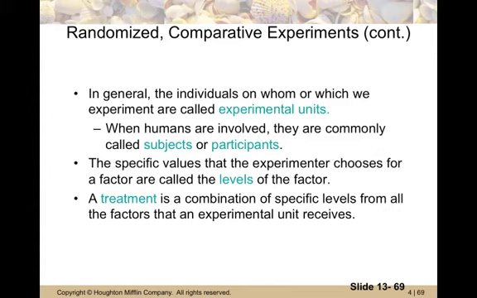In general, the individuals on whom or which we experiment are called experimental units. When there are humans involved, they are commonly called subjects and participants because people don't really like being called an experimental unit. The specific values that the experimenter chooses for a factor are called the levels of the factor. A treatment is a combination of the specific levels from all the factors that an experimental unit receives.